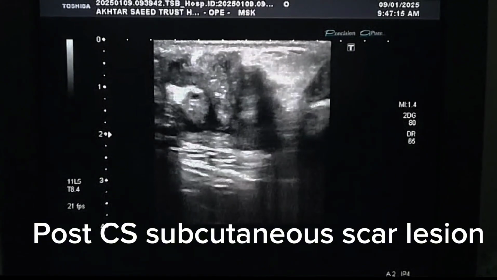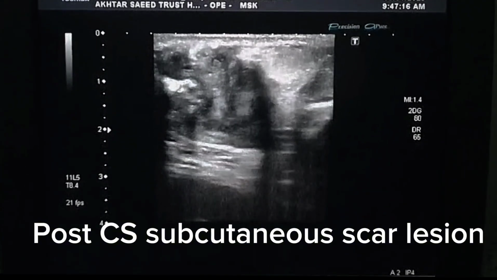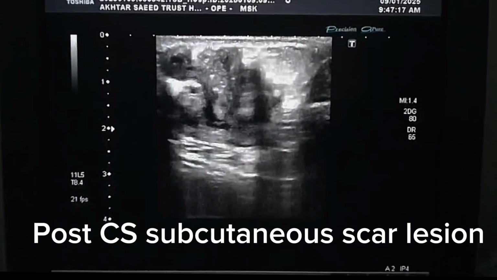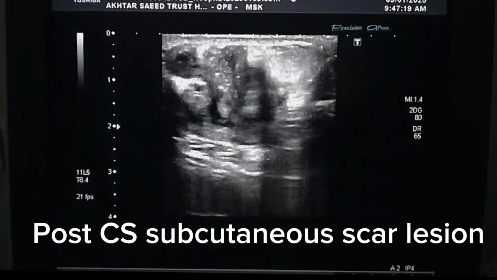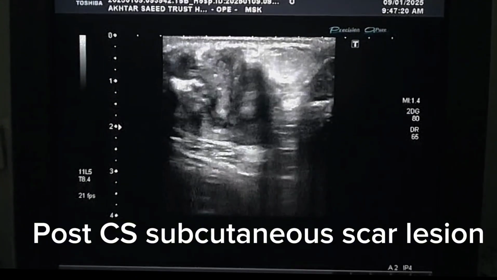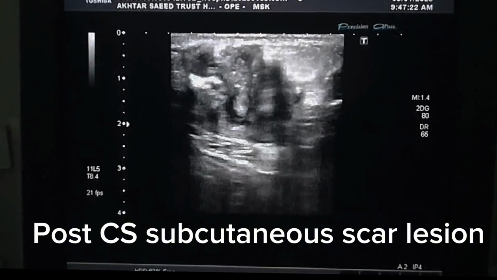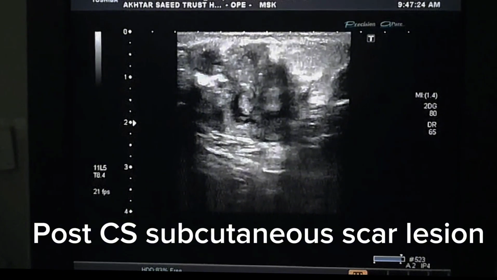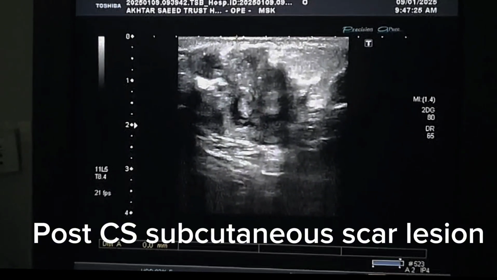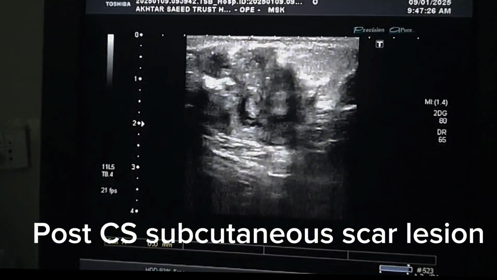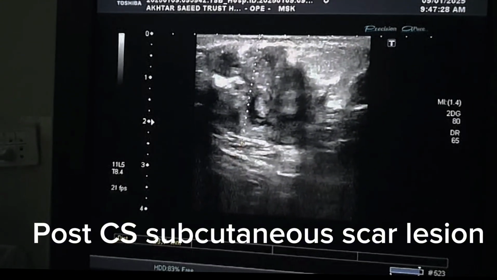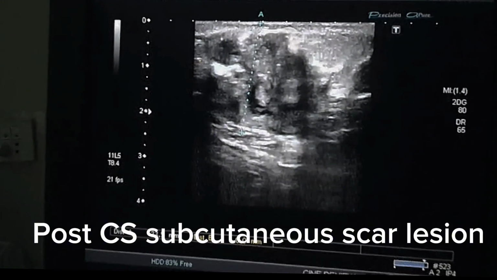C-section endometriosis may also be seen post-operatively. The cause is implantation of endometrial tissue at the surgical site. Ultrasound shows heterogeneously hypoechoic mass with possible cystic components. Clinical features are cyclic pain during menstruation, firm mass. Management is excision if symptomatic.